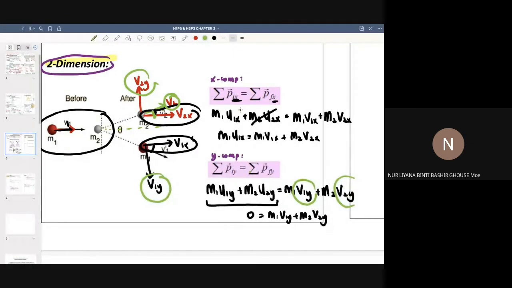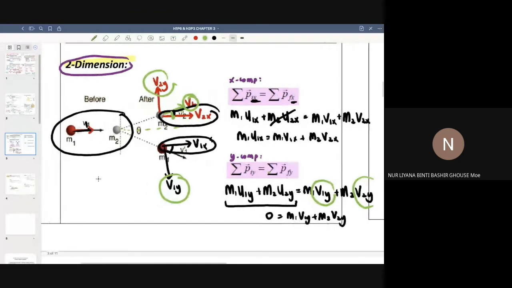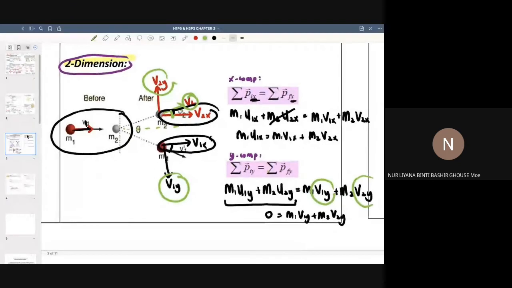Okay, awak try lukis dulu. Awak lukis dulu untuk x component, untuk y component. Then you akan nampak yang before memang tak ada y component sebab before semua bergerak ke kanan sahaja. Okay, and then yang after tu untuk V2 dengan V1 dia adalah jadi vector. So kita akan resolve dia kepada V1x and also V1y. Ada apa-apa soalan tak?